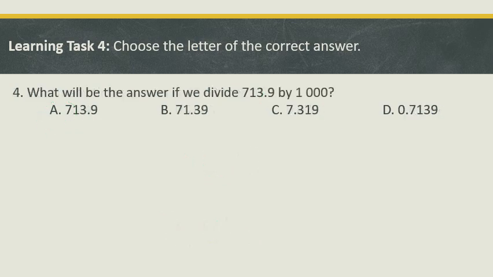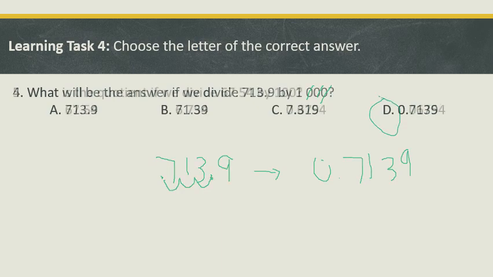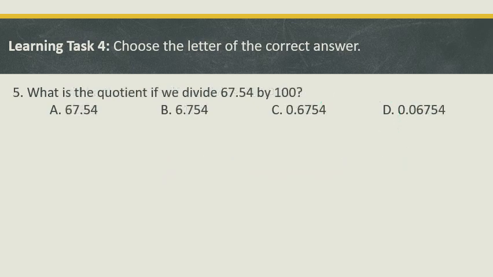Number 4, what will be the answer if we divide 713.9 sa 1,000? Ilang 0 ang 1,000? Tatlo. 1, 2, 3. So, simula tayo sa decimal point, papuntang kaliwa ng 3 beses. So, 1, 2, 3. So, kaya magiging ano to? 0.7139. Letter D.